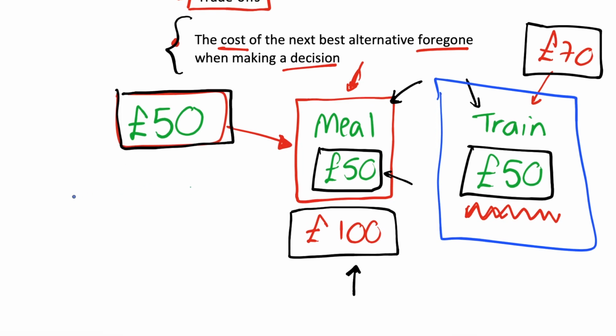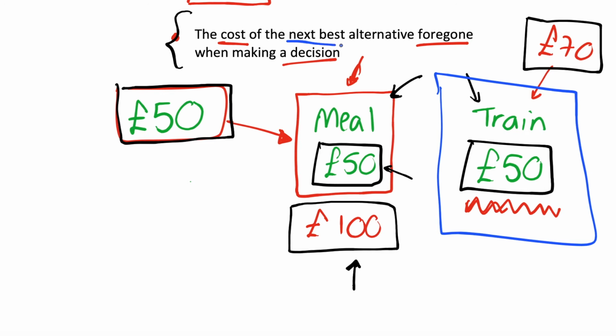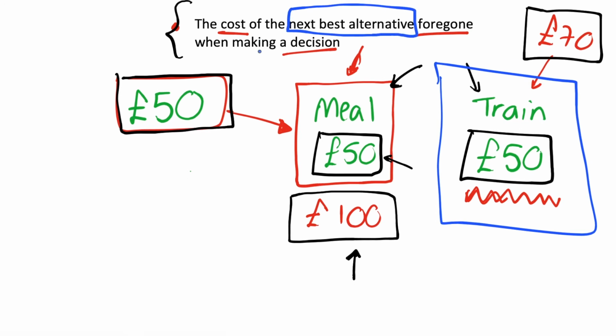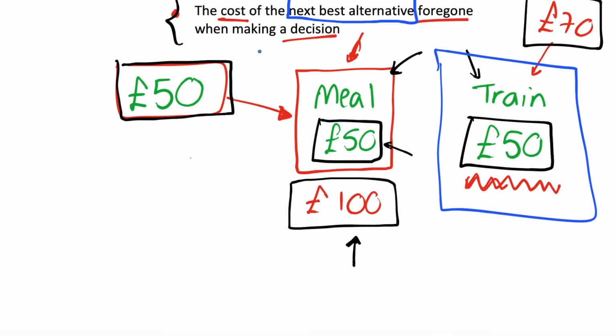How can we introduce this idea of our next best alternative foregone? Well, there are loads of other things we could have actually spent this £50 on. Let's consider we could have also invested £50. Invest £50, we could have bought some shares or some stocks or whatever.